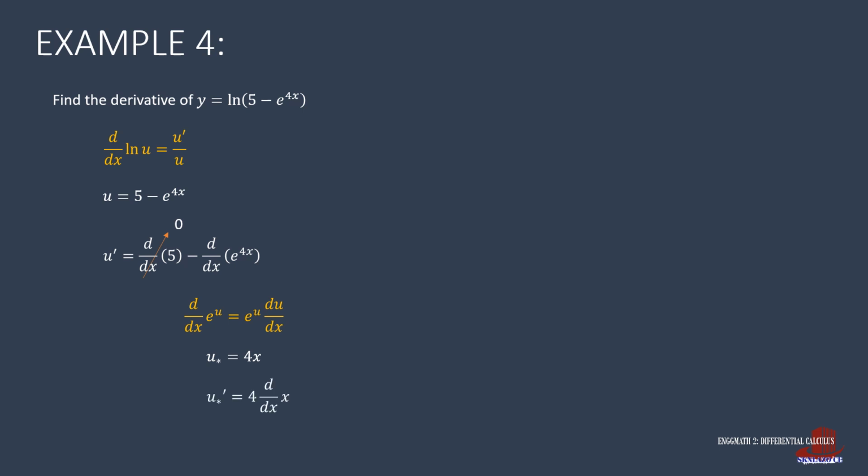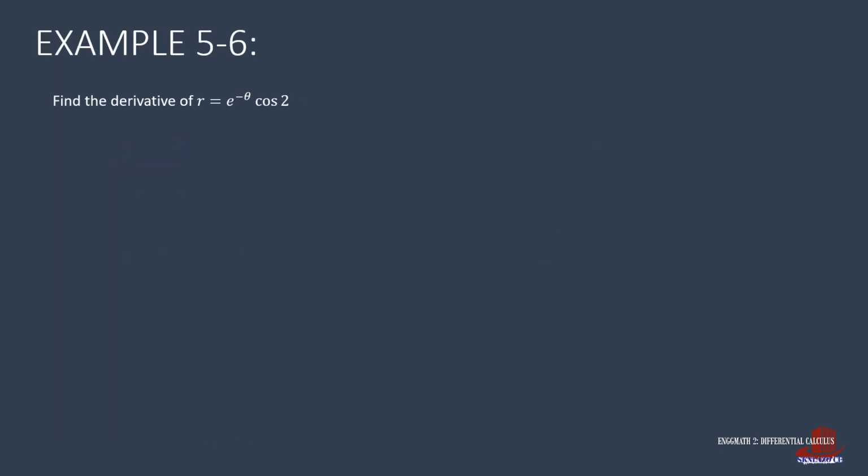Its prime is 4 times dx all over dx, which is reduced as 4. So u prime is 0 minus e raised to 4x times 4, or take u prime as negative 4 times e raised to 4x. Finally, y prime is negative 4 times e raised to 4x all over 5 minus e raised to 4x.